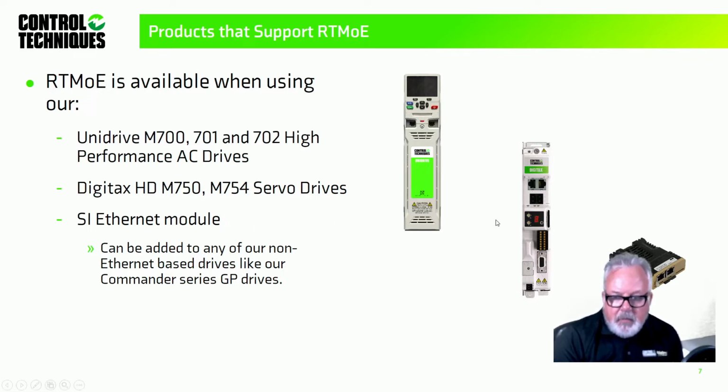The M751 is a serial-based drive. It looks like this, but it's serial RS-485 here. That doesn't mean you can't use this protocol, because you can include the SI Ethernet module in one of the expansion slots. The SI Ethernet, which you see here, can also be used with our general purpose Commander drives, and it performs the same functionality. So the RTMoE protocol is available on the Unidrive M700, a Digitax, and our SI Ethernet module that you see here.